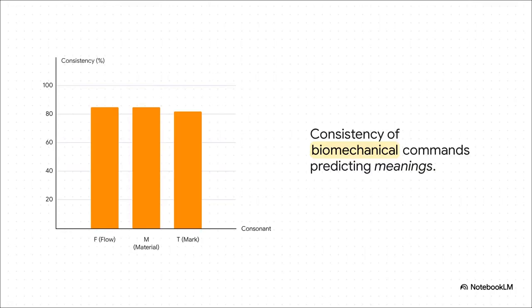Are we just cherry-picking words that happen to fit? Well, the source material anticipates that and presents statistical testing across thousands of common English words. The data claims these biomechanical geometries predict word meanings with an astonishing 67 to 85% consistency. To put that in perspective, the author points out that if this were just random chance, the confidence level would only hover around 10 to 15%. But in their analysis, the letter F means flow 85% of the time. M means material 85% of the time. The argument here is simple. The code is mathematically robust.